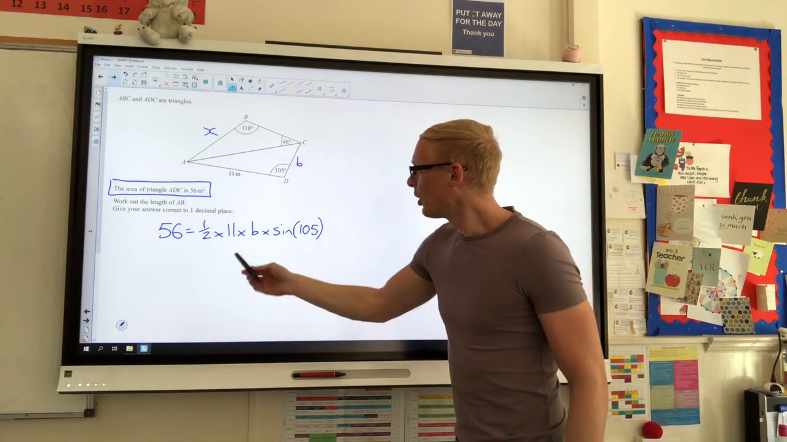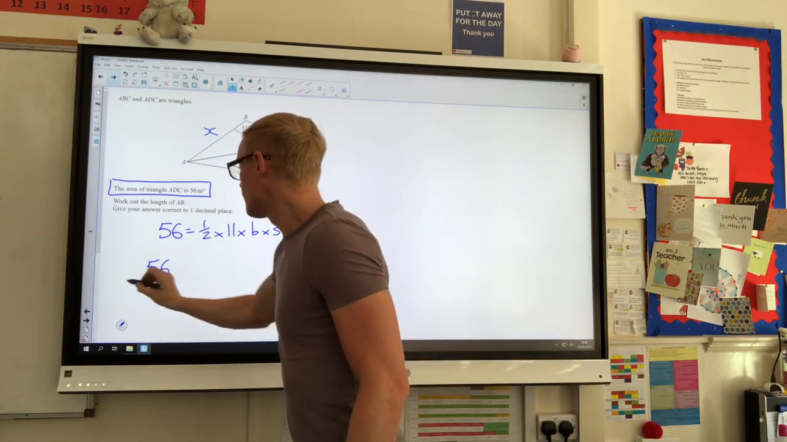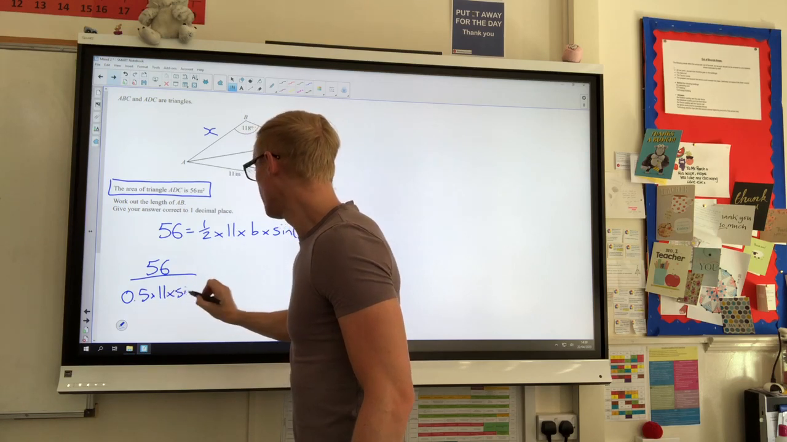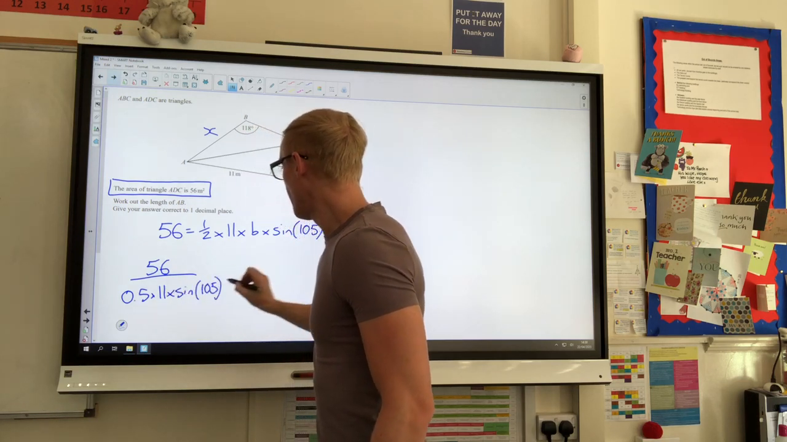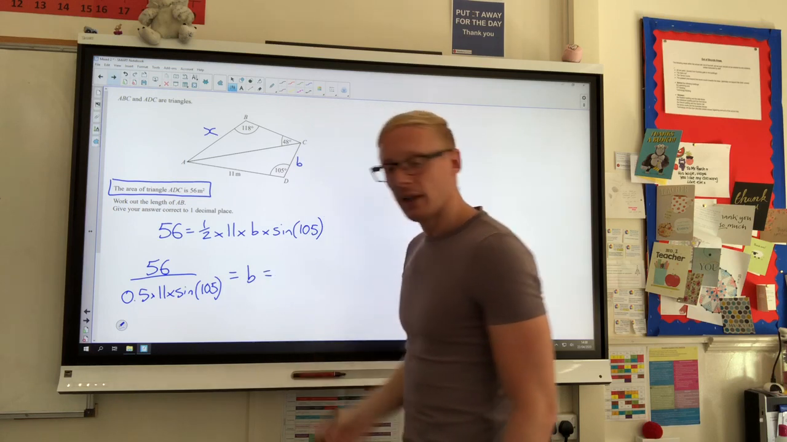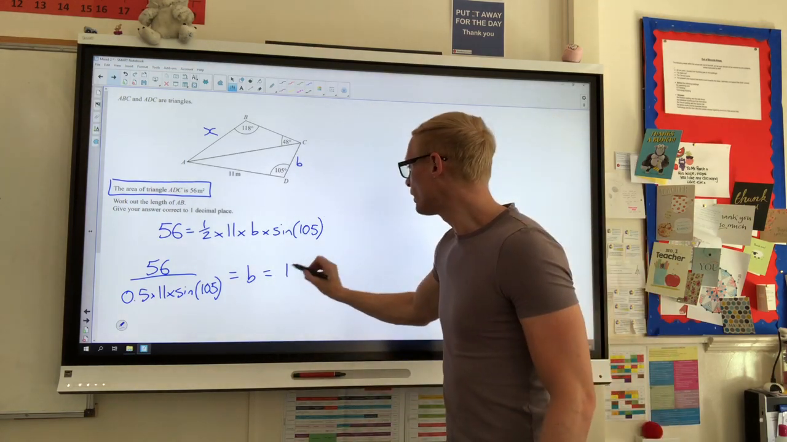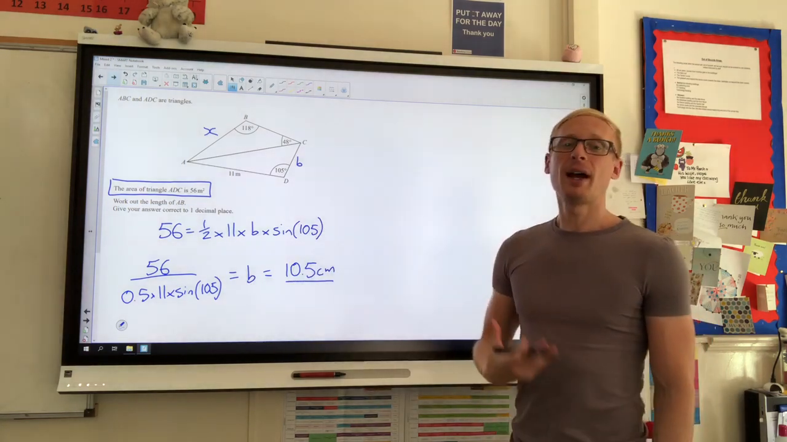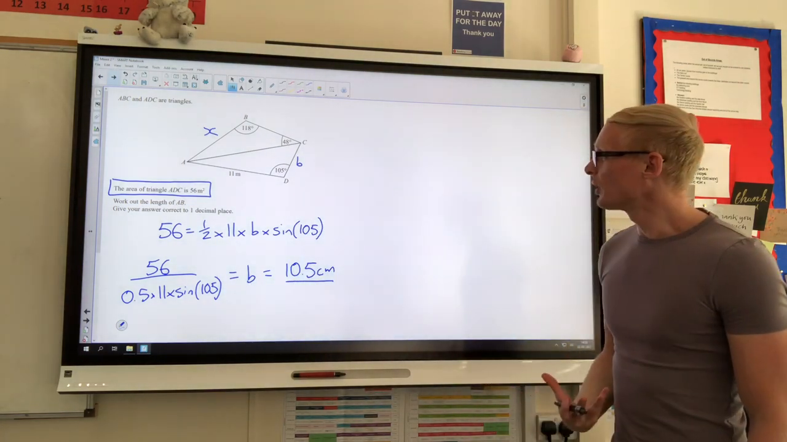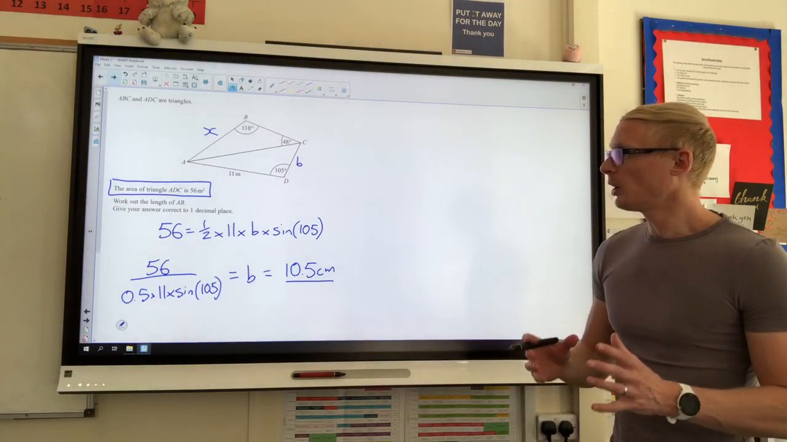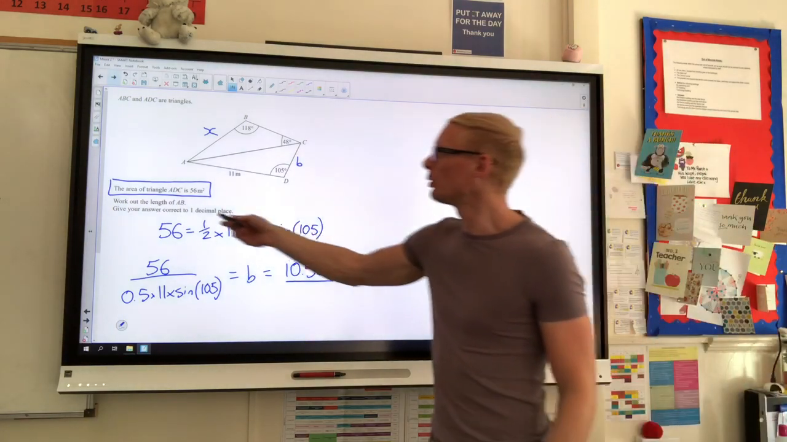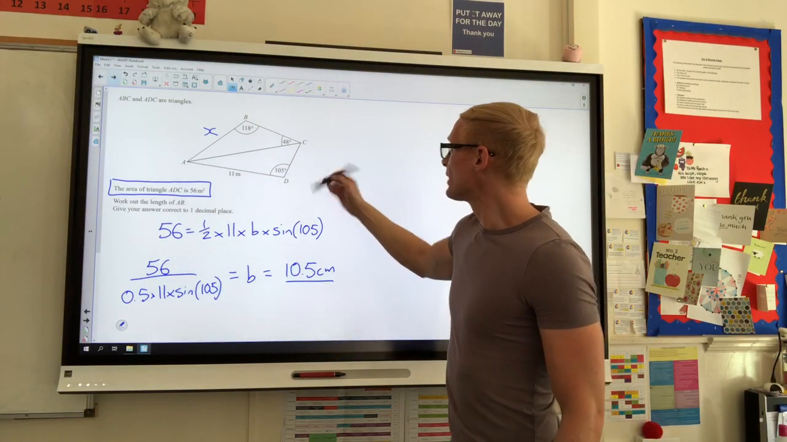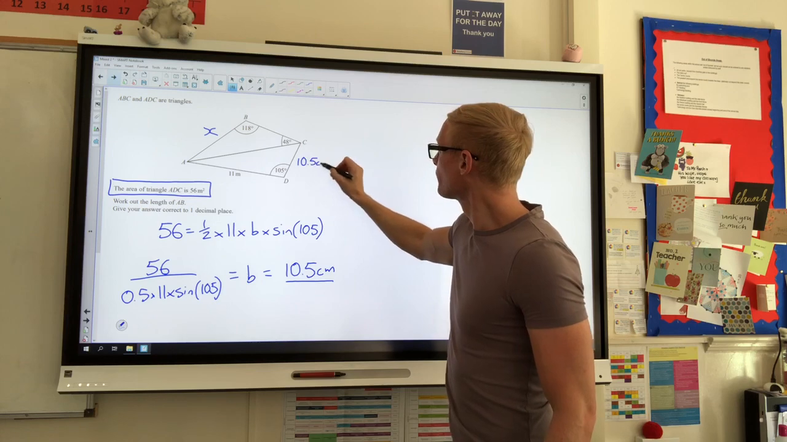I then need to divide by those things, so 56 divided by 0.5 times 11 times sine 105, and that will get me what B is, and in this particular case that's 10.5. Okay, and again I'd be keeping that answer in my calculator because I need to make sure that I keep my answer as exact as possible until the end when I round to 1 decimal place. Okay, so what I've worked out here is that this is 10.5 centimetres.